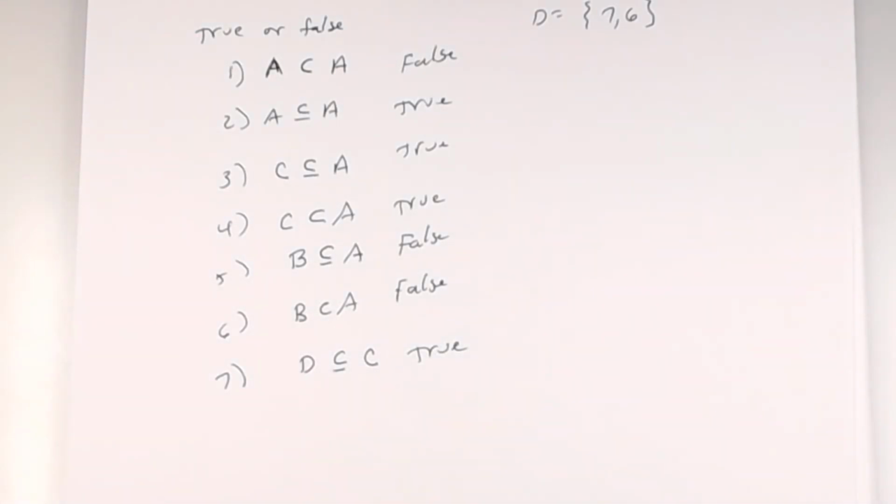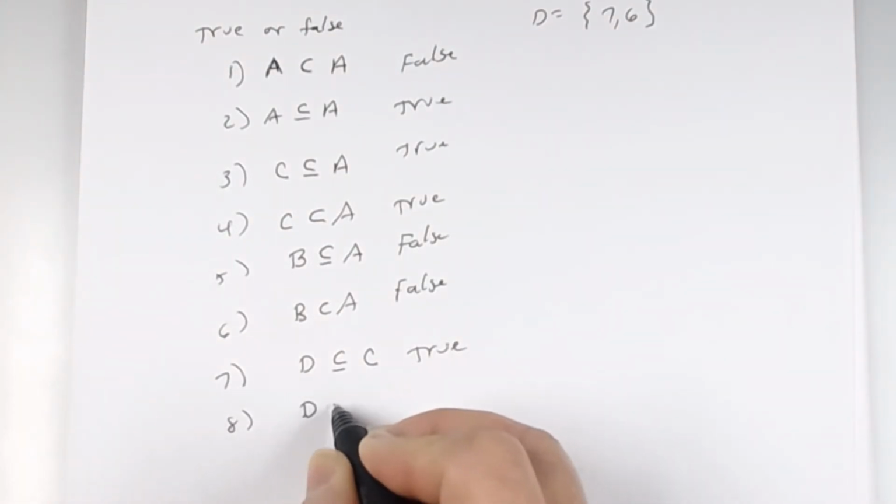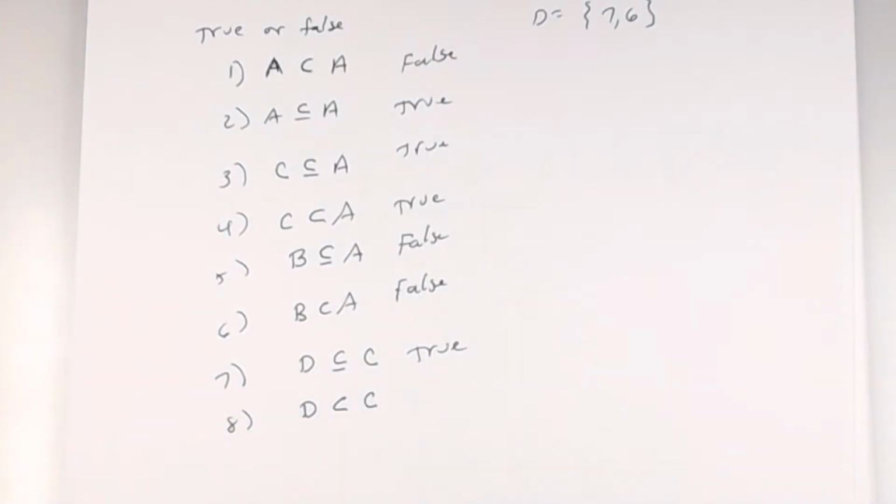So every element in D is also an element of C. But then the question becomes, is D a proper subset of C? True. Because those two sets are not equal, right? Those two sets are not equal. So that's true.